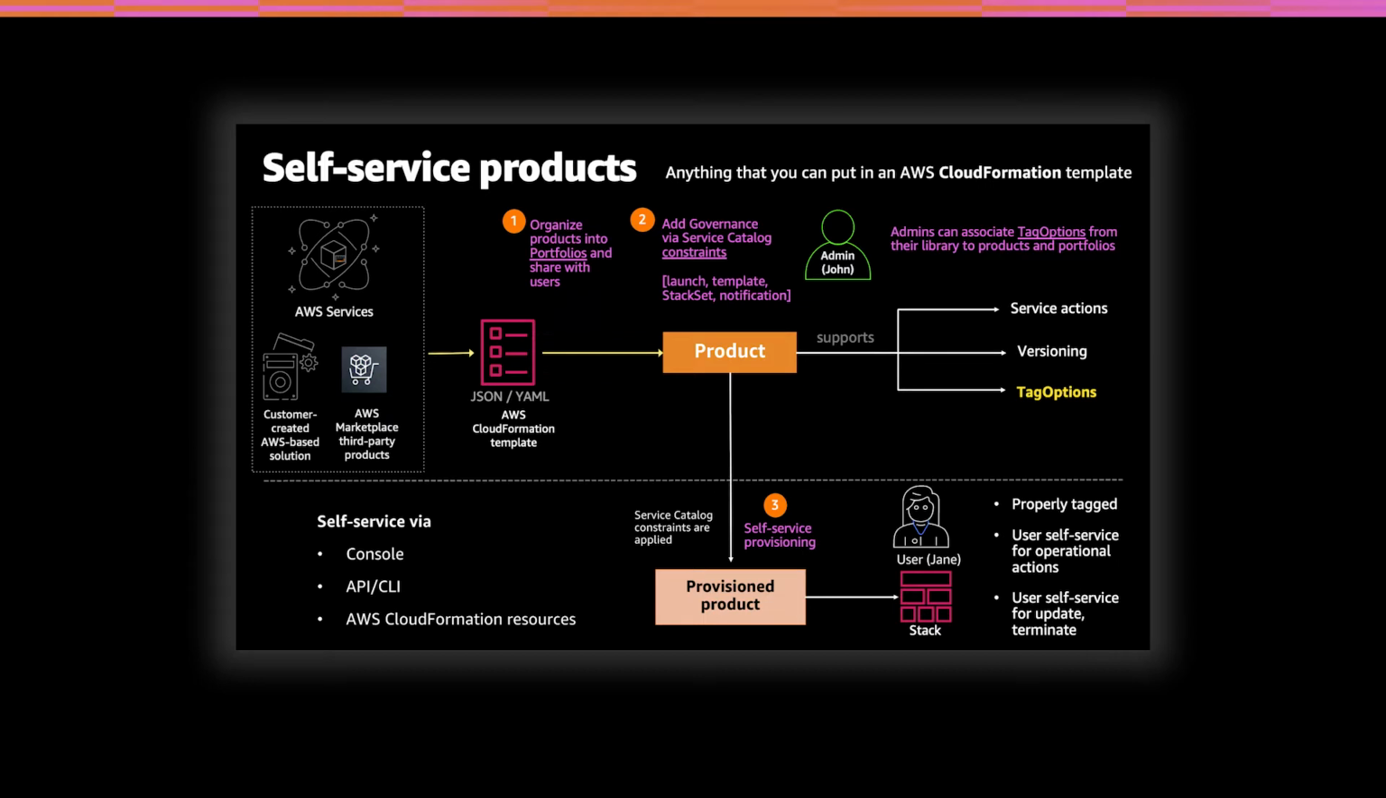They can use the self-service actions if those have been associated, and they can self-service maintain that product. They can do updates and terminations of that product, all without having to talk to an administrator or submit a ticket to have these operations performed on their AWS infrastructure. They can do it all themselves. And the admins can sleep well at night knowing that everything has been done in a governed manner according to what they've set up in AWS Service Catalog.